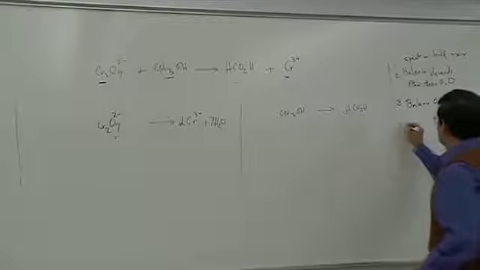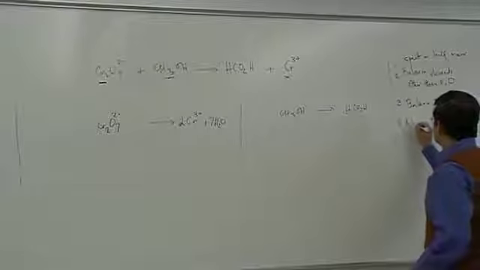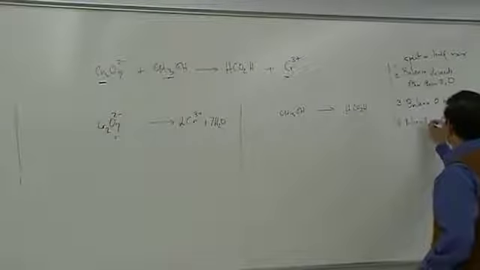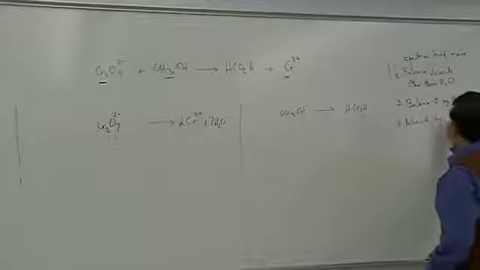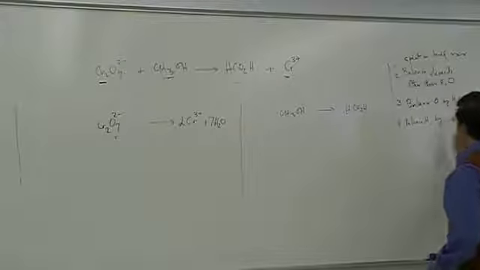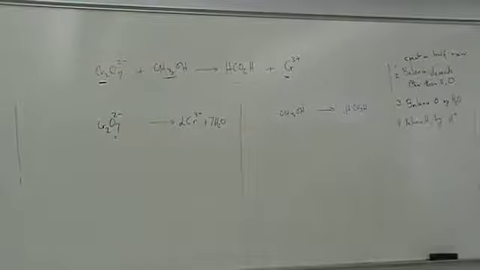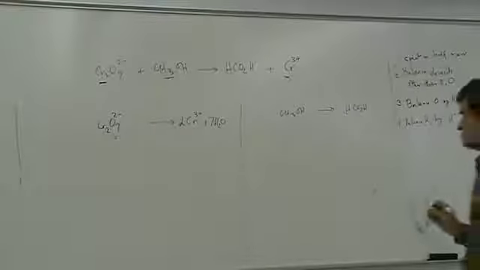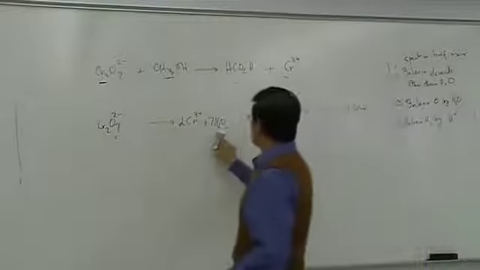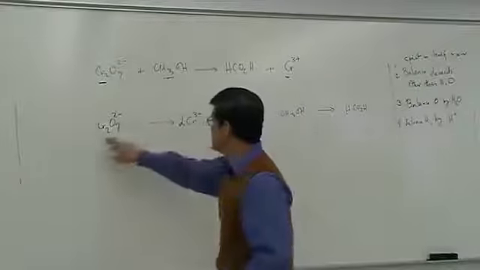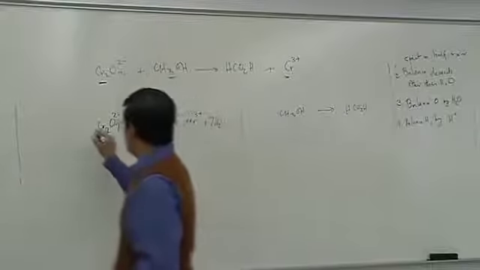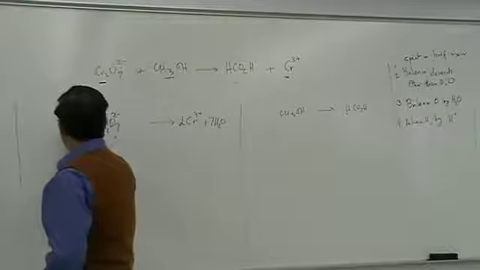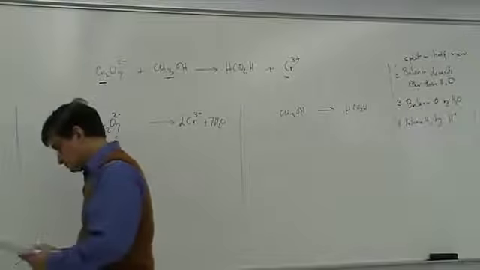Fourth step, balance hydrogen by adding H+. When you added H2O, now obviously you have some hydrogens there. Now I have here 14 hydrogen. There is no hydrogen on that side. So I need to add 14 H+ on that side.